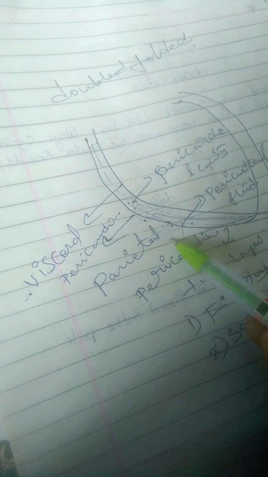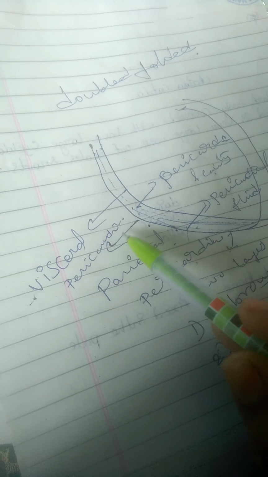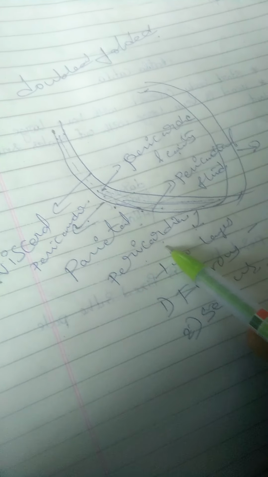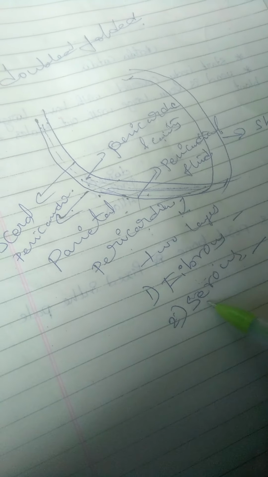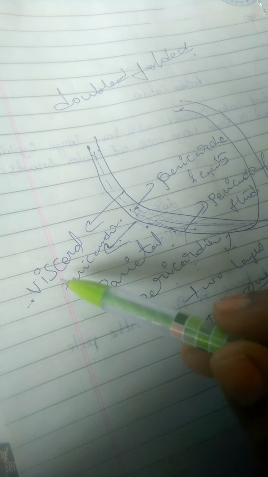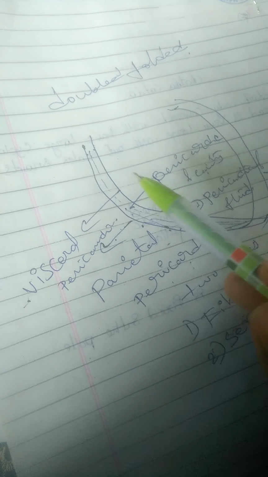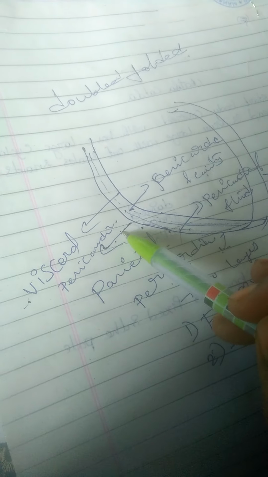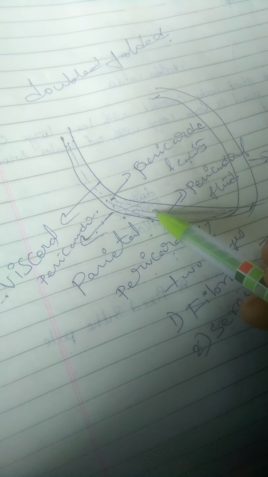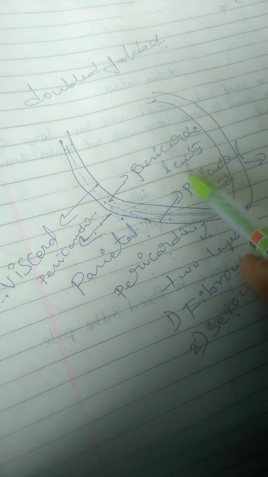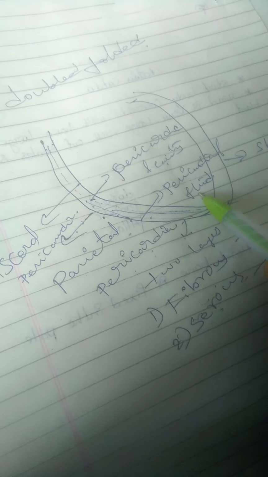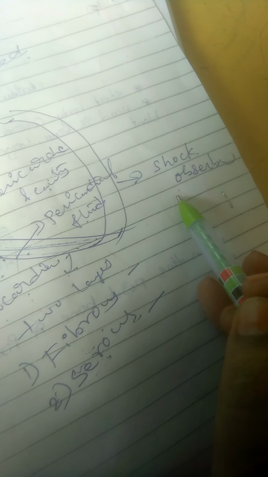So the heart is protected by a double folded membrane. Outer is the parietal pericardium, inner is the visceral pericardium. The outer pericardium contains two layers, fibrous and serous, and then the inner visceral membrane. A narrow space between the outer and inner layers is called the pericardial cavity, and it is filled with pericardial fluid, and it acts as a shock absorber.